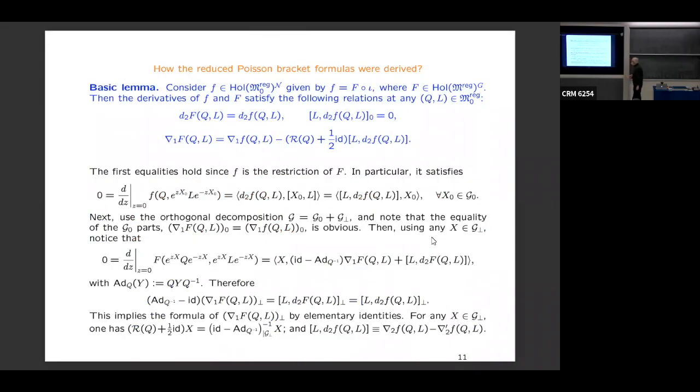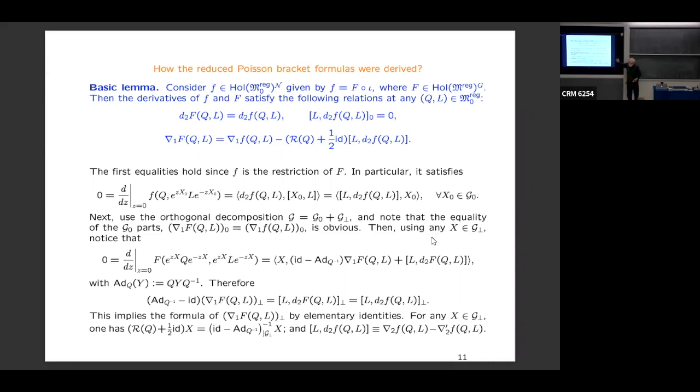Okay, well, maybe I don't explain how these were derived. It's some kind of easy derivation. So the point is that an invariant function is uniquely determined by its restriction to this gauge fixing.